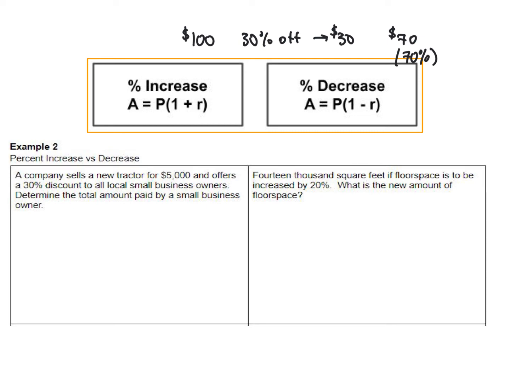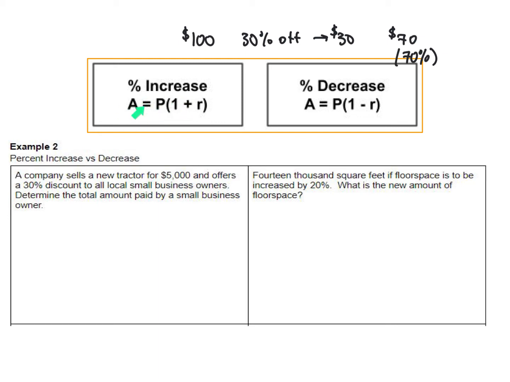Same thing is true if I were to look at percent increase. Let's say that something increases by 30%. Well, I would take 30% of that value and add it on. So instead of looking at 70%, it would end up being the opposite. Add it to 100 and it would be 130%. So here's the way we're going to look at this.